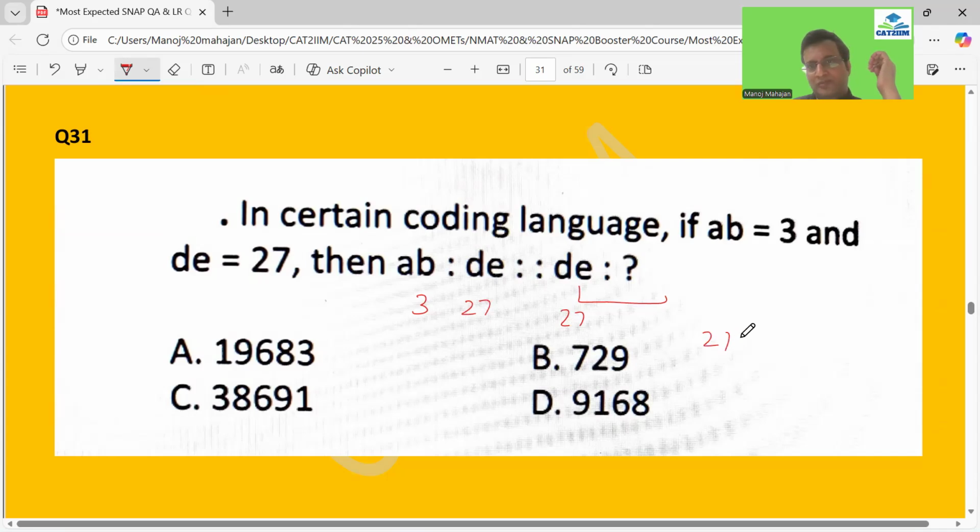And when you're doing 27 cube, you can try to do it with the unit digit also. So 7 into 7 is what? 9. 9 into 7 is 3. So there's a chance of 3 cube happening over here. So the value will come out to be 19683. And if you understood that it is cube which is happening, then you can look forward to do it with the unit digit, because only one option has 3 out here.